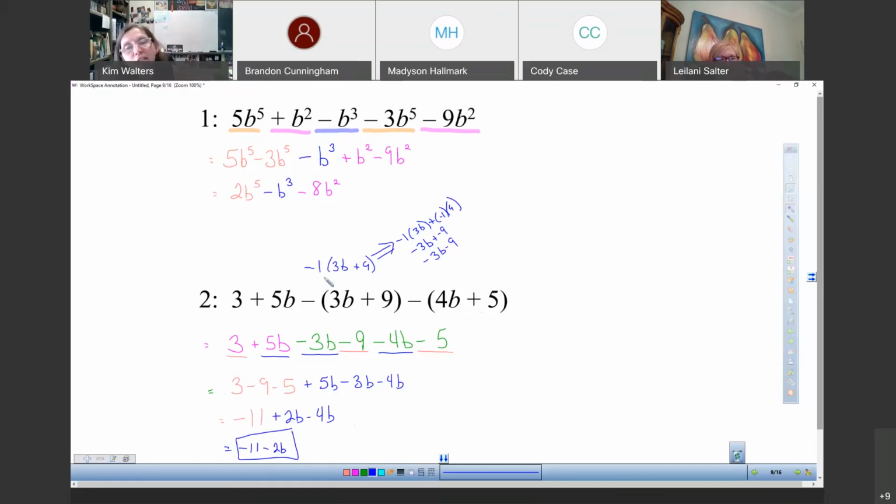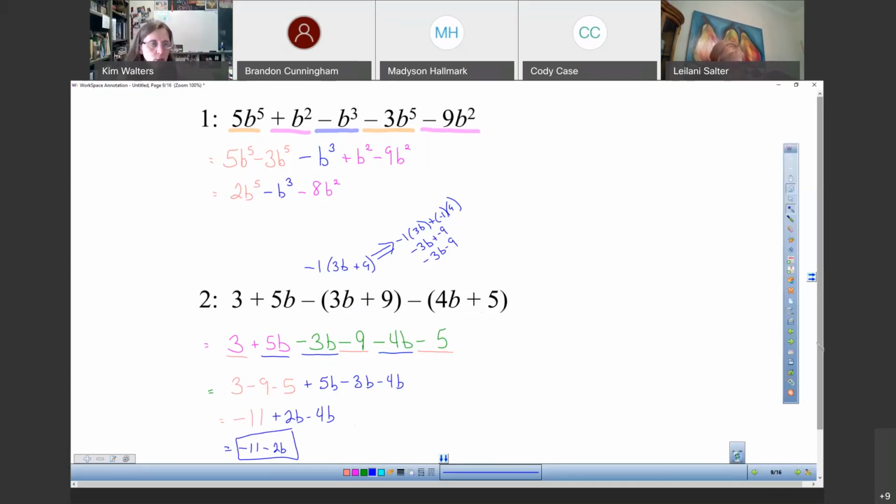To me, the short way is to say, you know what, I'm just going to change the signs on both of those things. Whatever's in parentheses behind the negative sign, we're just going to change the signs on them. That works. Yes. Okay. Excellent. Very good. All right. Any other questions? Always good questions.